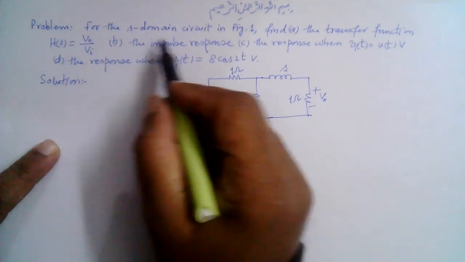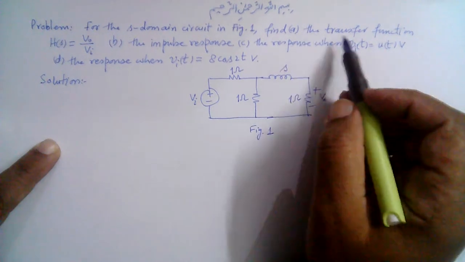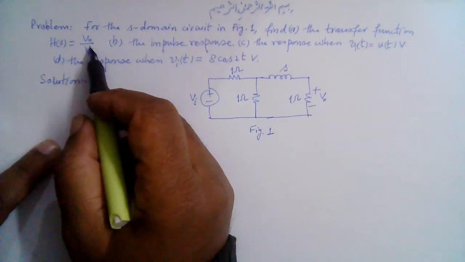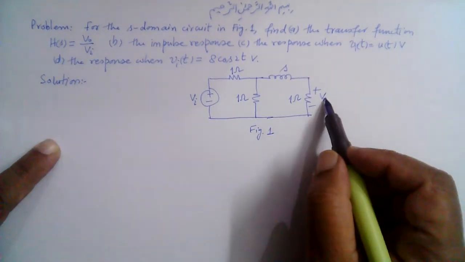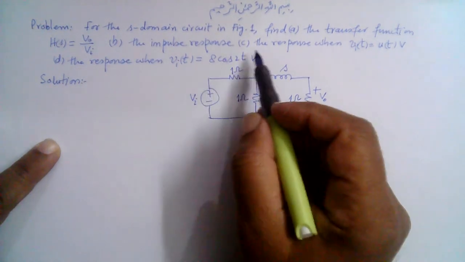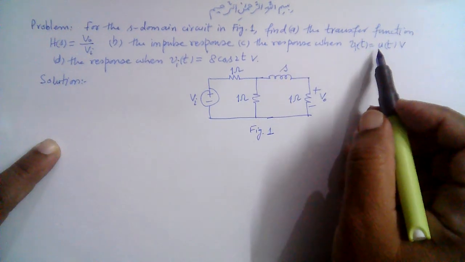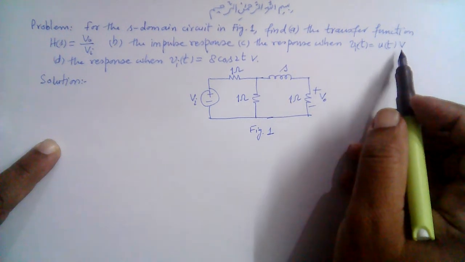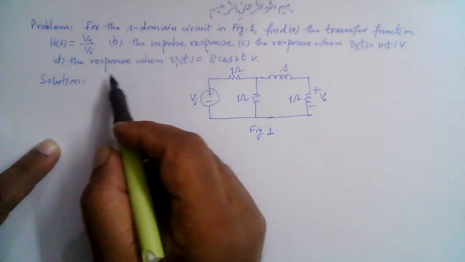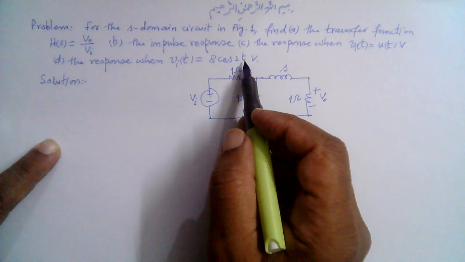For the S domain circuit in figure 1, find part A, the transfer function H(s) equal to V0 over Vi. V0, this is V0, this is Vi. Part B, the impulse response. Part C, the response when vi(t) is equal to u(t) volts. And part D, the response when vi(t) is equal to 8 cos 2t.